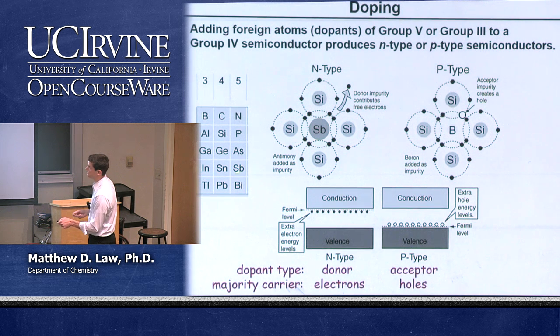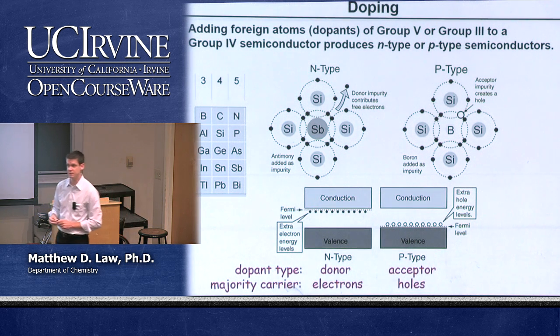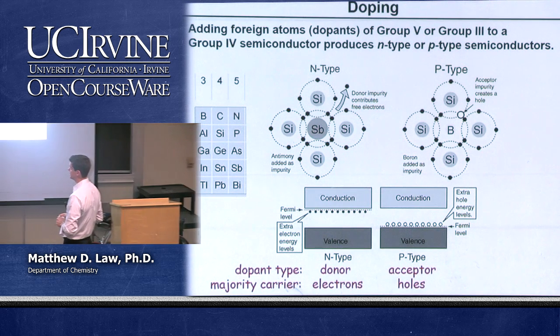And so if we put in one of the group 5 elements like antimony, we have 4 electrons to bond to the silicons. We have another electron that escapes into the lattice, into the conduction band. Whereas if we have boron, it has 3 valence electrons to bond to 3 of its nearest neighbors, but it lacks an electron to bond to the 4th, and so this hole acts as an acceptor state, and an electron can fall into there. And that's what happens when we generate a p-type semiconductor.